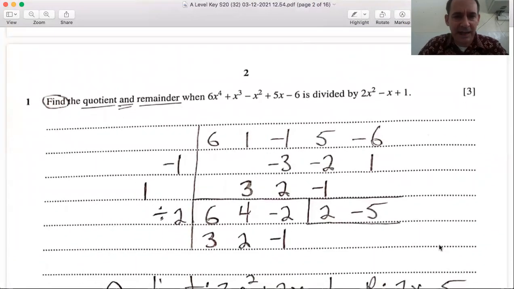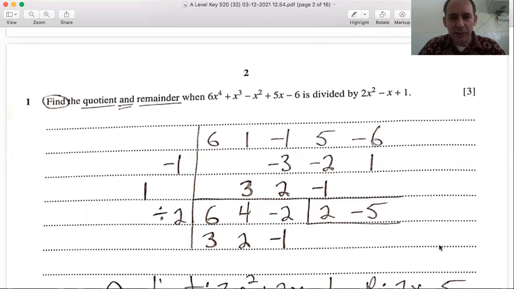Find the quotient and remainder when 6x to the fourth plus x cubed minus x squared plus 5x minus 6 is divided by 2x squared minus x plus 1. Now this particular question comes from the further algebra section, and usually is found with your remainder theorem and factor theorem. But in this case, it just asks a straightforward division question.